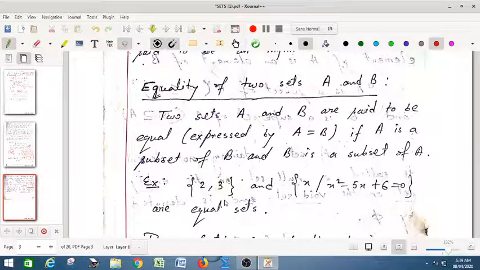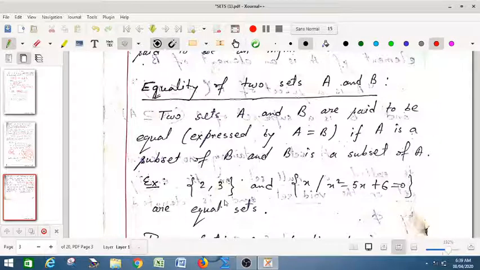Like in real numbers, two numbers are equal. Equal means x equal to 5, we say, but in sets that is not true. So we have to think very carefully about the equality of two sets. How will you say that two sets are equal? If A is a subset of B and B is a subset of A. That means all the elements of A are in B and all the elements of B are in A. Then in that case only we can say that two sets are equal.